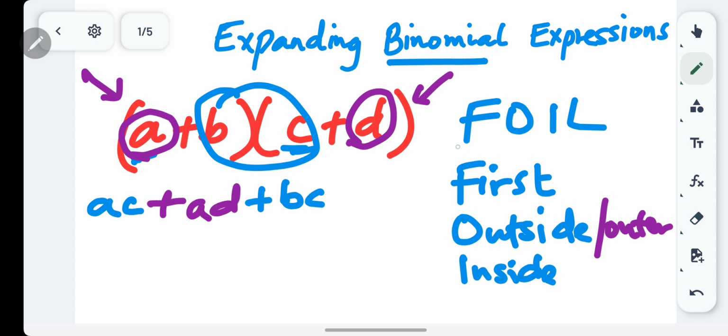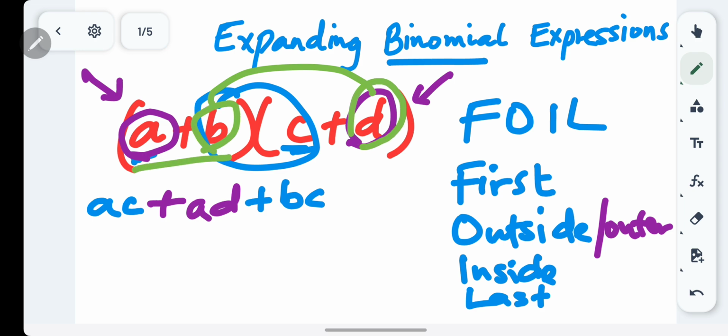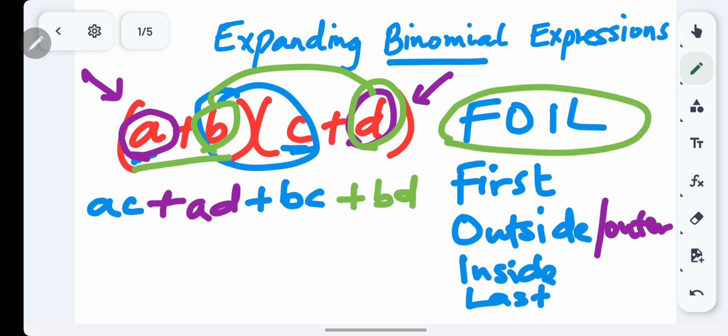Then finally, we have the L, which is what? The last numbers. So what do you think they will be? The last numbers we have will be B and D. Inside this bracket, the last number is B. Inside this bracket, the last number is D. So BD. Therefore, if you memorize the FOIL method, you should be able to expand any given binomial expression. Please watch the other videos where we use this to work out different sums.